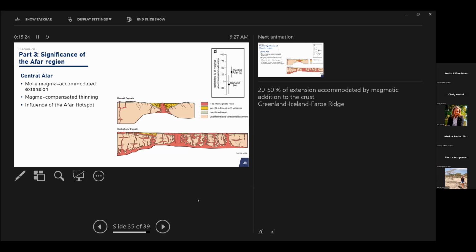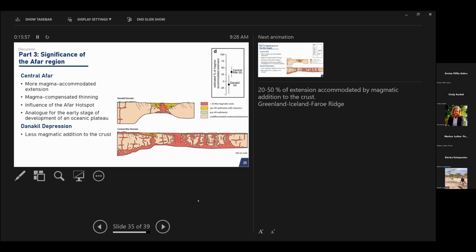In this, we see the strong influence of the Afar hotspot. And for us, this does not represent the conventional evolution of a rifted margin, of a magma-rich margin, but is more an analog for the early stage of development of an oceanic plateau. So we think that if extension would continue in the central Afar region, it would much more look like the Greenland, Iceland, Faroe Ridge than the normal magma-rich margin.